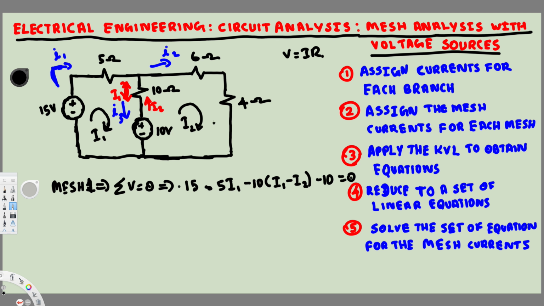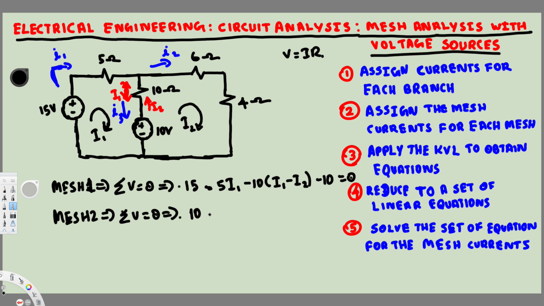Now let's look at the second one. Again, the summation of voltage must be equal to 0, right? Now let's start from here. For this one, the current is going from negative to positive, so this is going to be a plus 10, right? And again this I2 is going this direction, following along this path, so this is going to be negative I2, and this I1 is going opposite to this path, so this is going to be a positive I1.